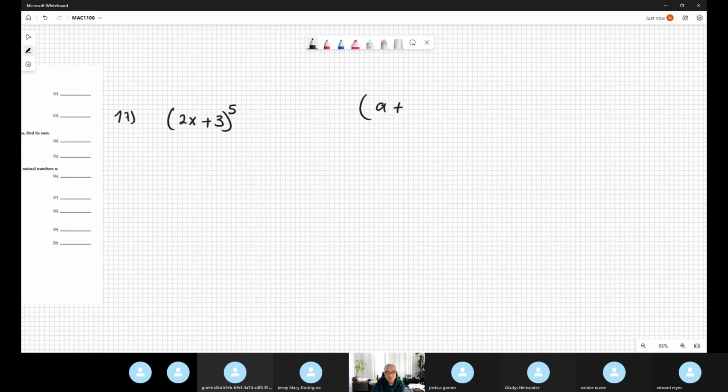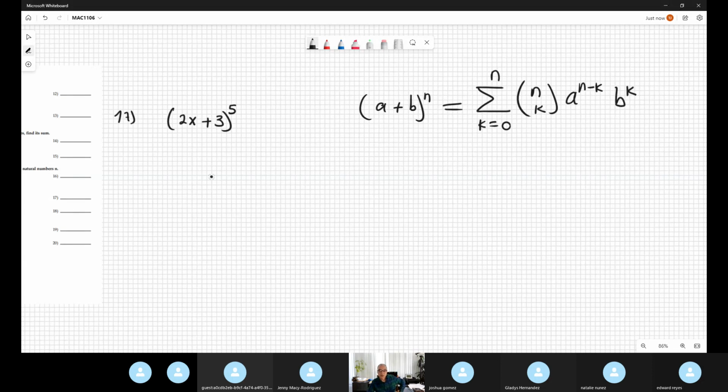(a plus b) to the n power is equal to the summation from k equals 0 to n of the combinatory number n choose k, times a to the n minus k, b to the k. And we have a lot of variables. We have k, the index variable of the summation. So the summation goes from 0 to n.